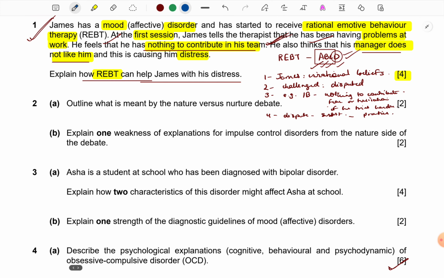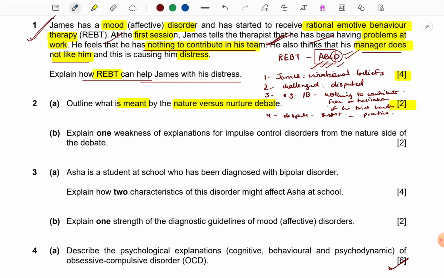I'm coming to the next question. Outline what is meant by the nature versus nurture debate. This is a very general question. They haven't asked us to answer this with reference to any particular theory or study. So generally what is meant by nature versus nurture is something we need to explain. It's for 2 marks. So it should be obvious that 1 mark is for explaining what is nature and the other mark is for explaining what is nurture. We need not even include examples. If it was say for 4 marks, we would have to include 1 example of each side.